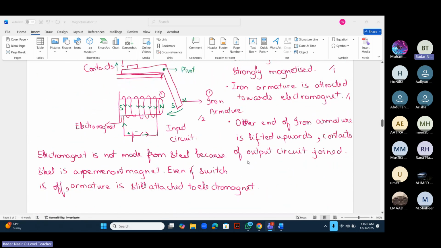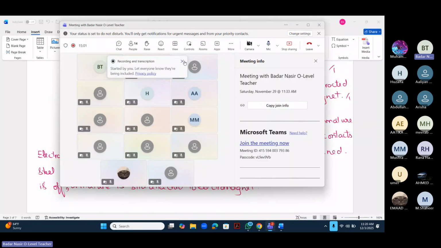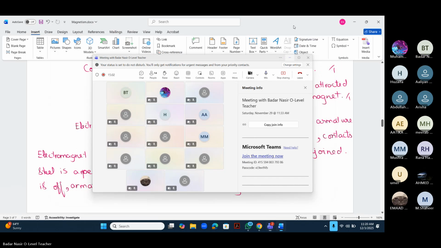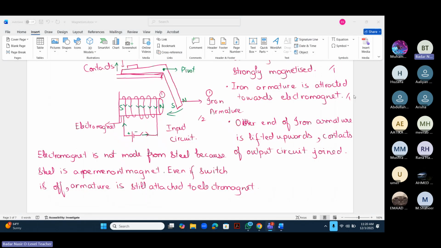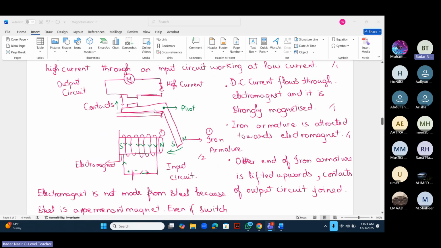Okay, so keywords क्या है? Keywords है कि electromagnet is strongly magnetized. Okay, what else? कि electromagnet strongly magnetized हो जाता है, और उसकी वजह से iron armature is attracted towards the electromagnet. The other end of the armature is lifted up, and those contacts, they just join, and they complete the path for the output current, and the motor will start to work.